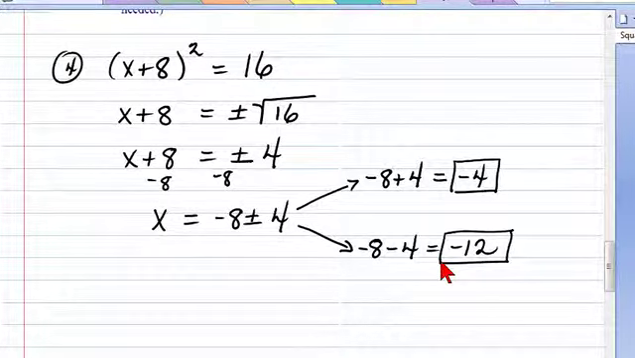So you don't always get opposites. You don't always get 3 and negative 3, 5 and negative 5. Sometimes you get two very different answers. So with this, I took the plus sign for one of them, and I took the minus sign for the other one, and I did my arithmetic. Is everybody okay?